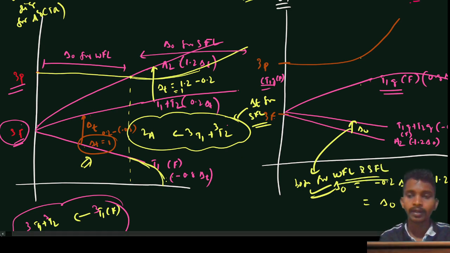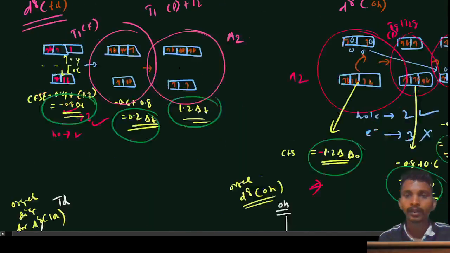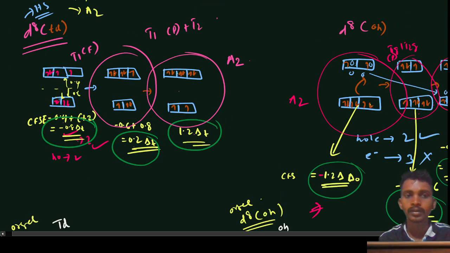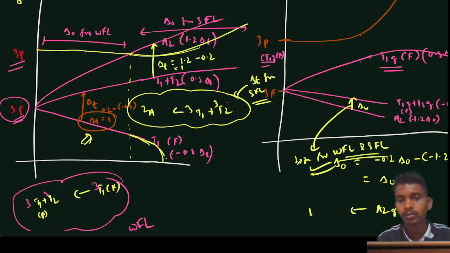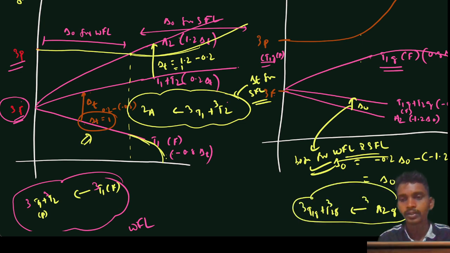Okay, so similarly I did the Orgel diagrams for D8 tetrahedral and D8 octahedral. So we can look at where the transitions are happening for weak field ligands and strong field ligands. Here the transition is happening from A2G to T1G plus T2G, and this is 3, this is 3. These are the electron transitions.